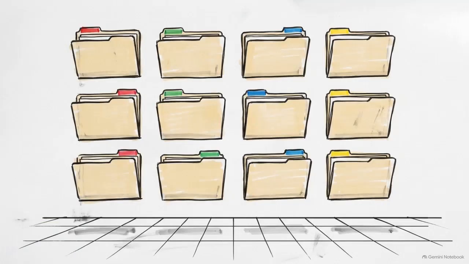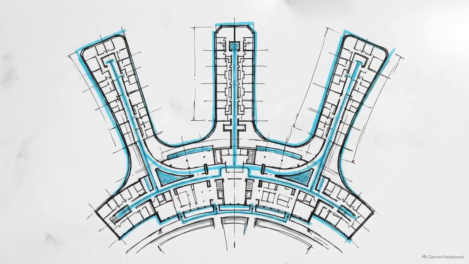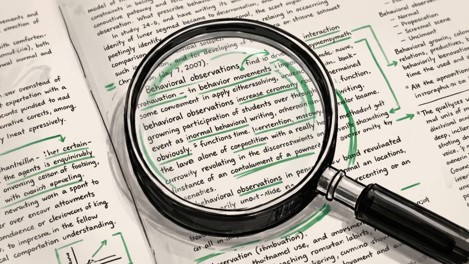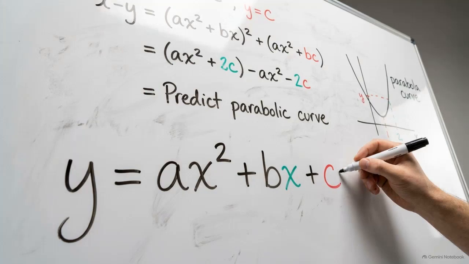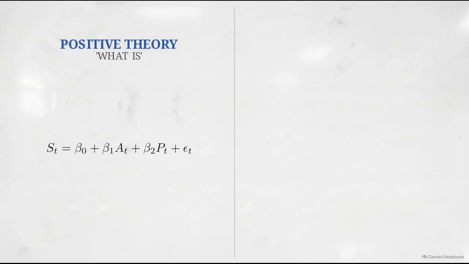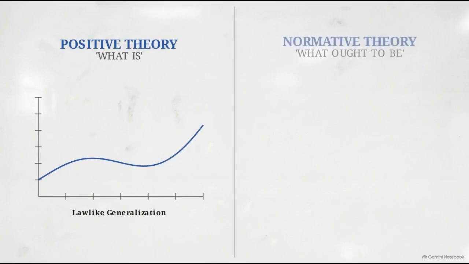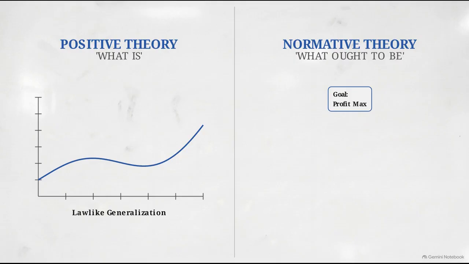Once the data is organized into sound categories, a discipline must divide its theoretical pursuits based on the purpose and structure of the research. The first branch is positive theory. This is the scientific pursuit of what is. Positive theories are built entirely on descriptive, law-like generalizations that explain why phenomena happen and predict what will occur in the real world. The second branch, shown here on the right, is normative theory. This is the pursuit of what ought to be. It prescribes the correct actions for decision-makers given specific objectives and states of nature.